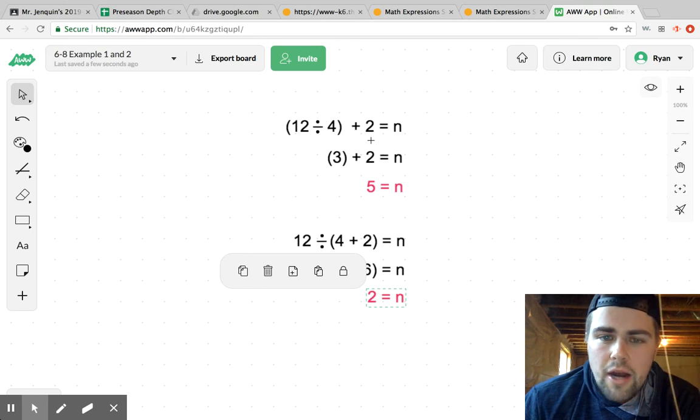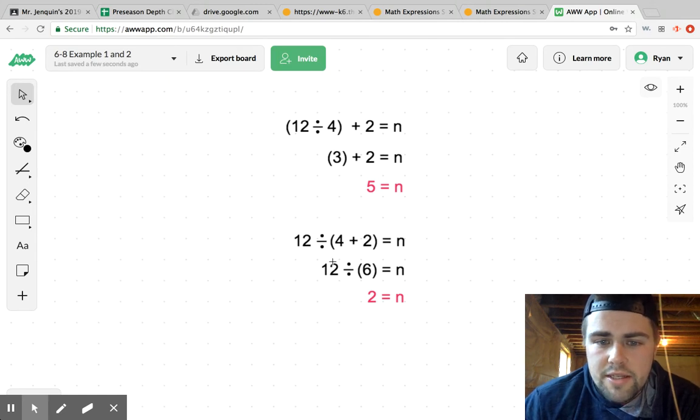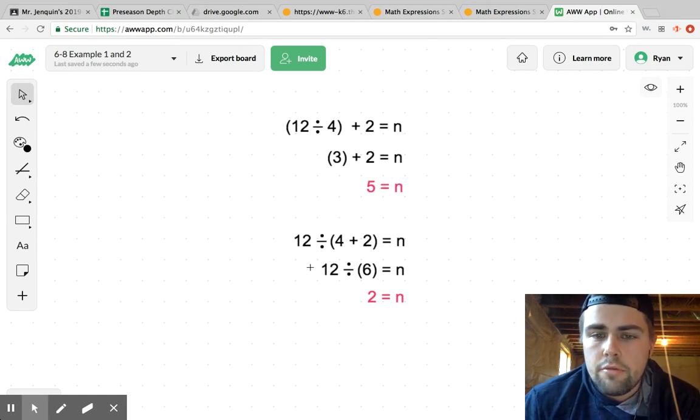So that's two problems that really look at parentheses and how the problems can look very similar at the beginning, but the parentheses telling you where to start with the problem really changes your answer in the end. This is our first example. For our second example, we'll be looking at some of the problems on that page.